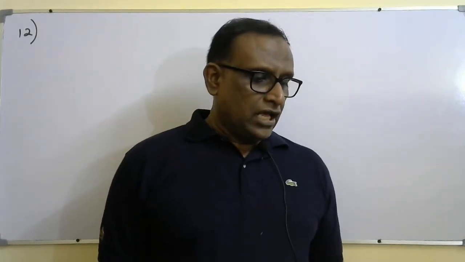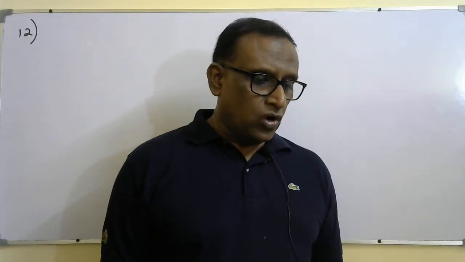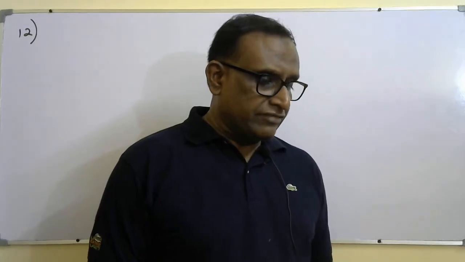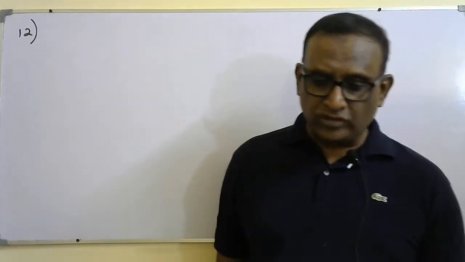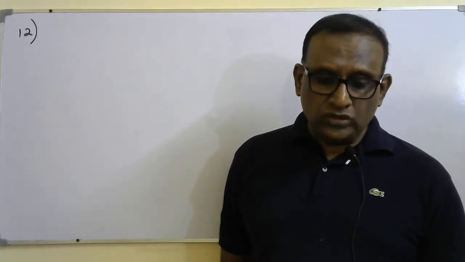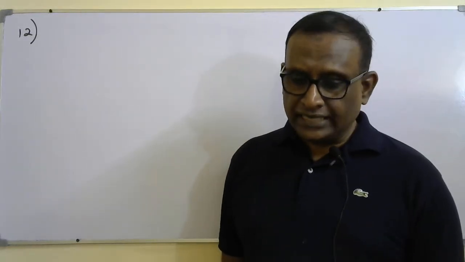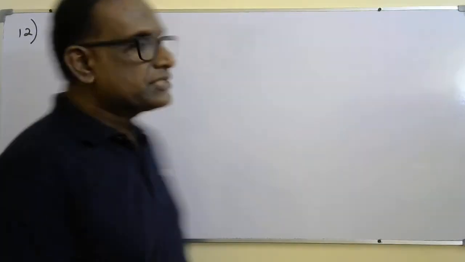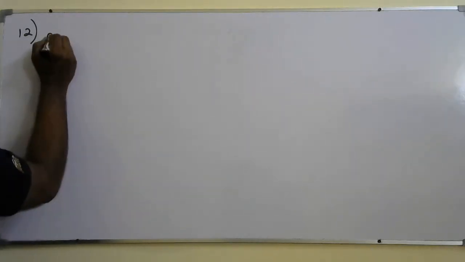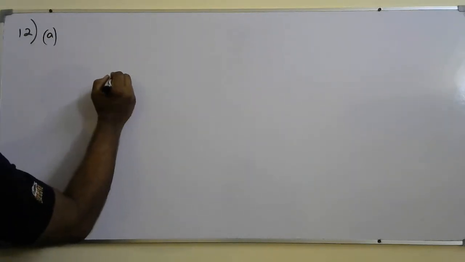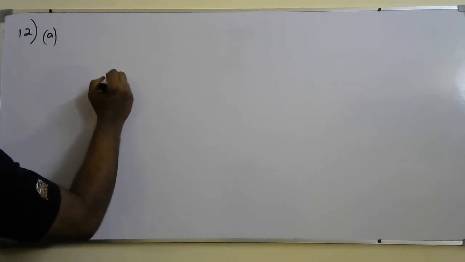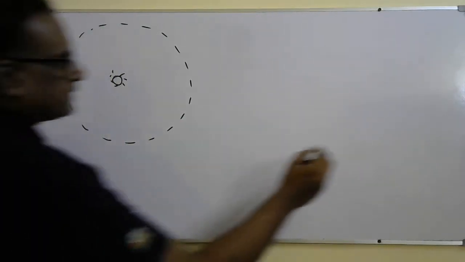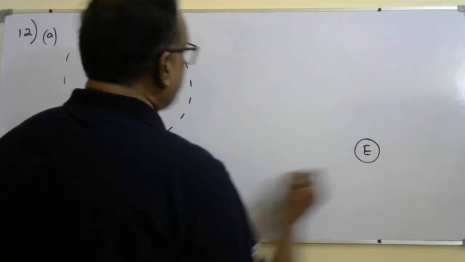Question number 12. A massive planet orbits the red dwarf star. The planet was discovered after wavelength shifts in spectral lines were seen in the light received from the star. A part: explain how the massive planet orbiting the star can cause the change in wavelength of the light received from the star. So we can say like this: there's a star, and there's a massive planet orbiting. So this is the Earth. We are observing the star from the Earth.